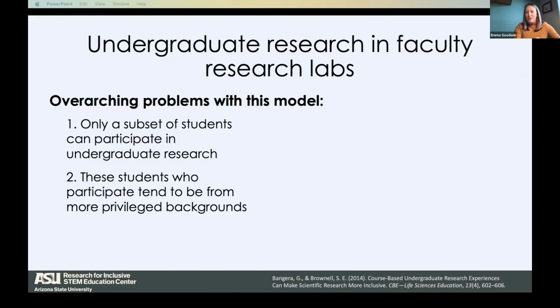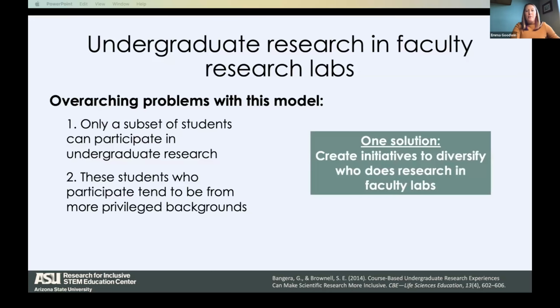So these issues can kind of be boiled down into two overarching problems. So first, only a subset of students are able to participate. And second, these students tend to be from more privileged backgrounds. And one way we can address this is to create initiatives that are diversifying who does research in faculty mentored labs. And this solves that, or at least addresses that second problem, but it does not address that first problem.